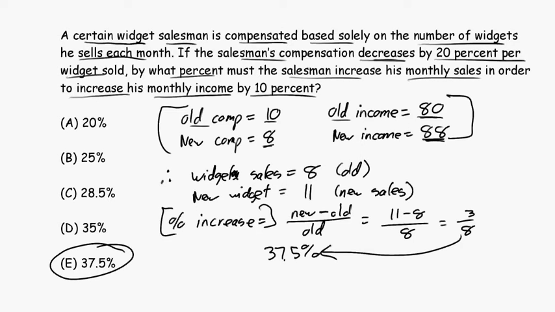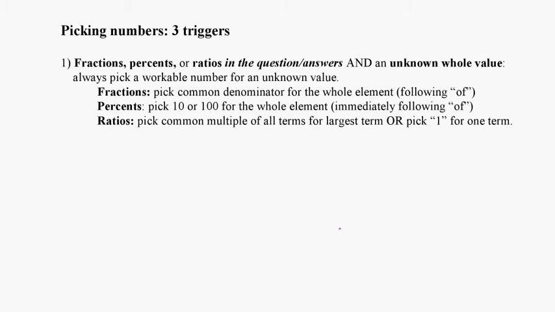So that being said, let me do a quick review. Picking numbers, 3 triggers. This is from your UQR manual, and what we just discussed again: fractions, percents, or ratios in the question or the answers, and an unknown whole value. Always pick a workable number for an unknown value. Definitely want to do that. It always, for all levels of math, will make the question a lot easier to do.